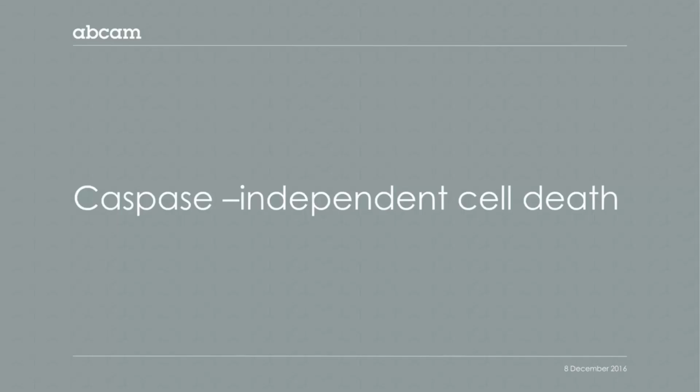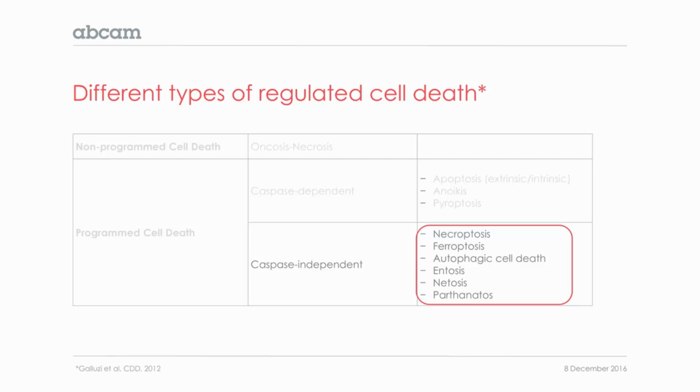So let's now look at caspase-independent cell death types. Necroptosis and pyroptosis are the most well-known mechanisms of caspase-independent cell death, but there are other minor pathways such as entosis or netosis, which have been described recently. So let's go through some of these in more detail.